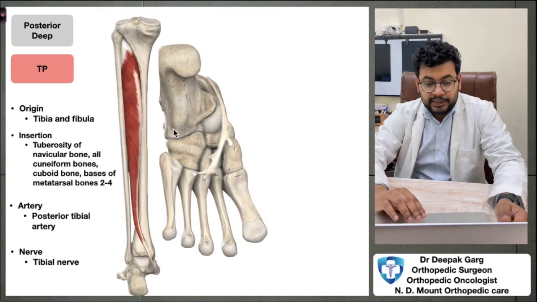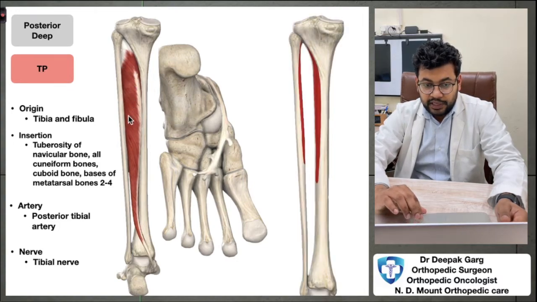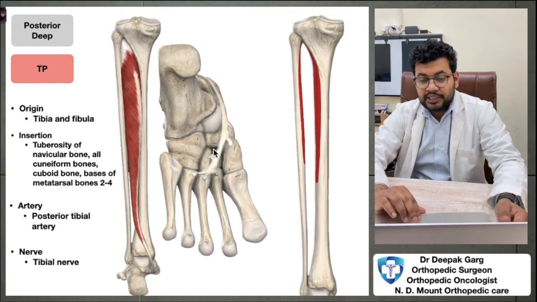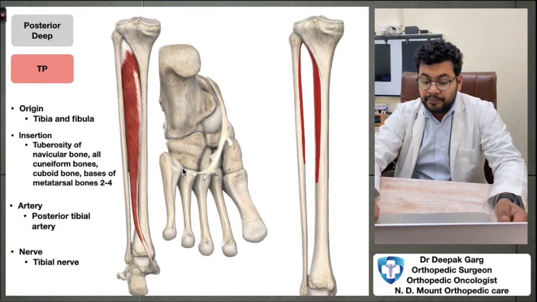Then we have the tibialis posterior muscle. So we can see that it has an origin from the fibula, from the tibia and from the interosseous membrane. It will travel through the tarsal tunnel, and it has an insertion on all the tarsals except the talus and the calcaneum, and on the second, third, fourth and the fifth metatarsal bases on the plantar aspect.